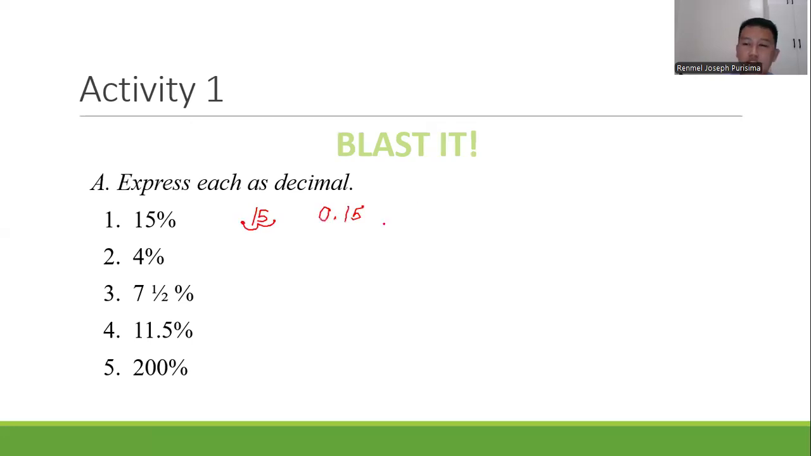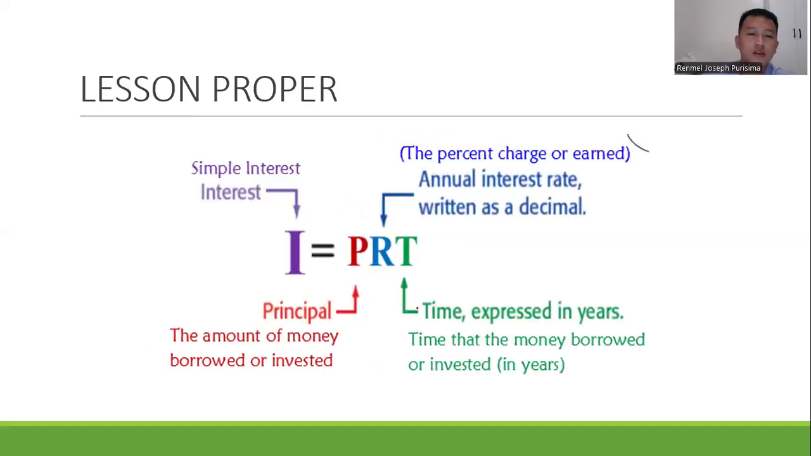to 0.15. Applying the same concept to the other numbers, 4% would be 0.04. 7.5% would be 0.075. 11.5% would be 0.115. And lastly, 200% would be 2.00, or 2.